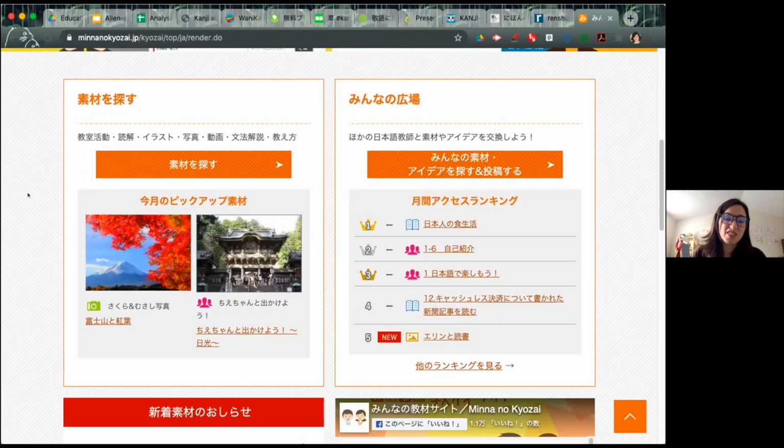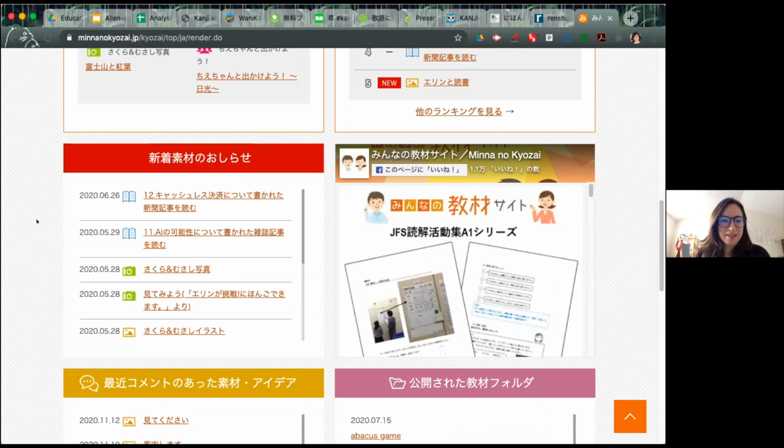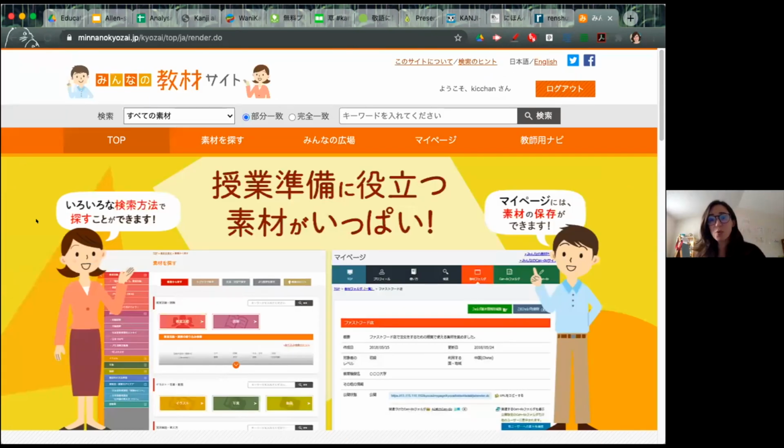And Minna no Kyozai is also really good because some of the legacy materials that they have on here are things like picture cards that they used to publish and send out to classroom teachers, and they're no longer available in that format, but the pictures are still here. So that's good stuff. Yeah, this Kongetsu no pick up is always good stuff. All righty. Yeah, I need to stop looking at this because this is a website that I can spend the afternoon on if I don't watch it.